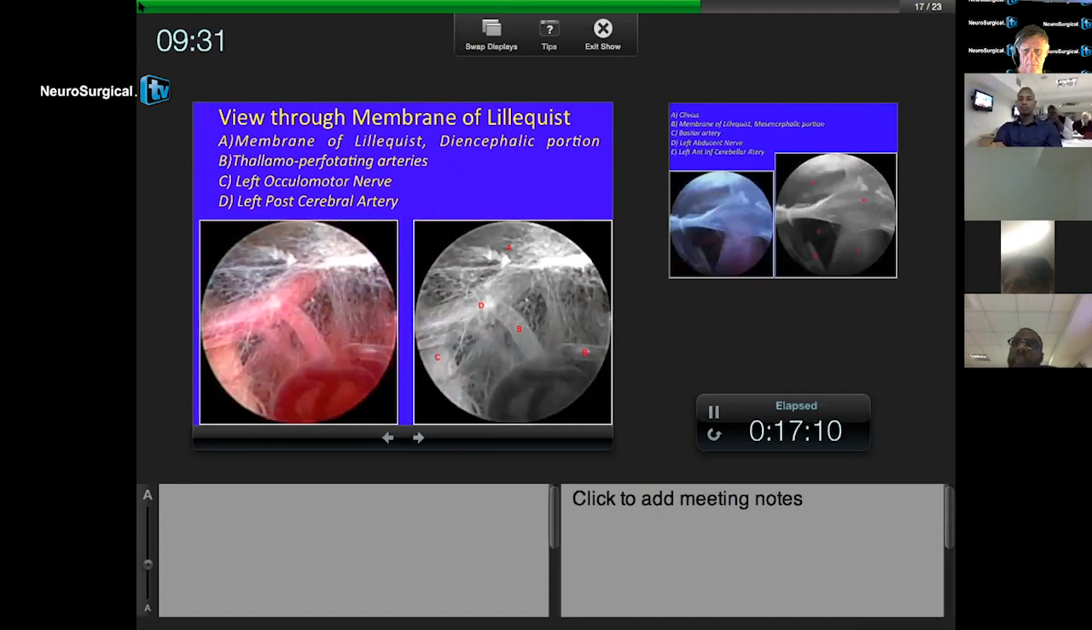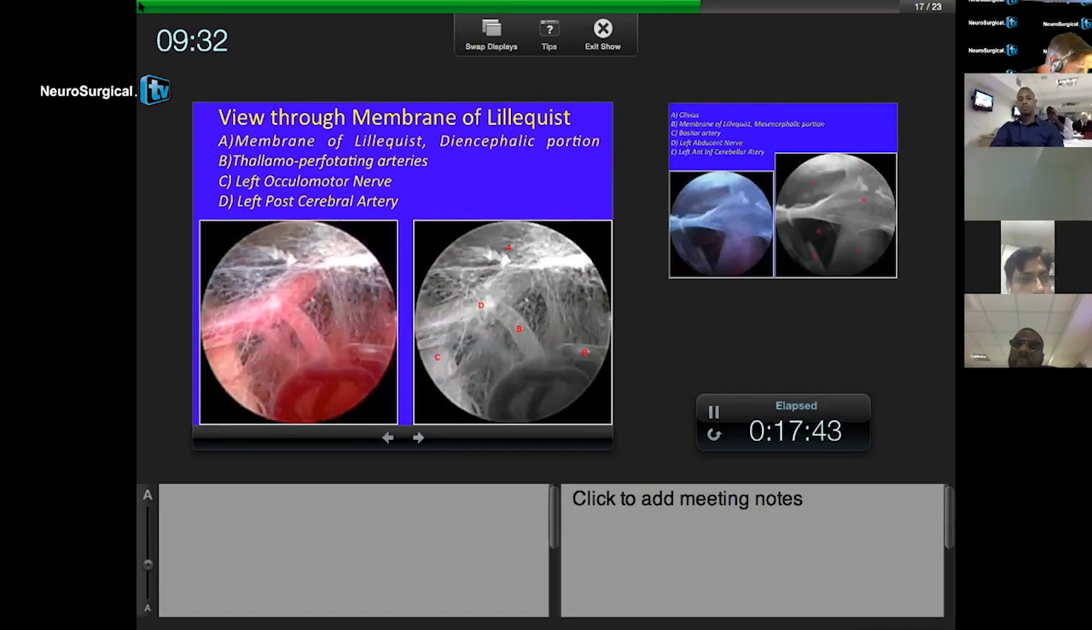Again, same message: the membrane of Liliequist, the diencephalic portion. You will see thalamic perforating arteries. And if you look carefully, and if there isn't too much scarring, you'll be able to see the third nerve and your posterior cerebral artery. So all these are beautifully outlined in a pristine view.